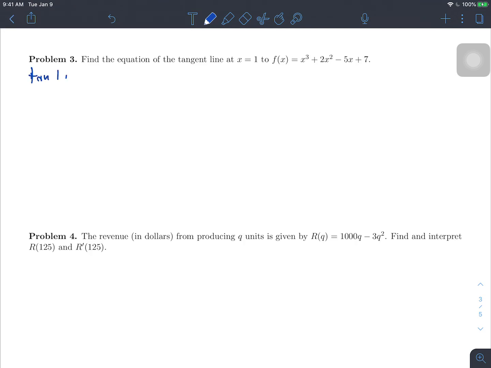So, the tangent line to f of x at the point x equals a has equation t of x equals, and I'd like to see if there's anyone in the class who can help me fill out the rest of this equation. The equation which represents the tangent line to f of x at x equals a.